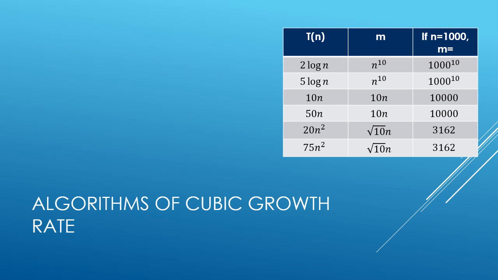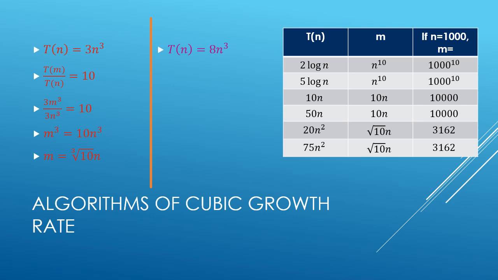Algorithms of cubic growth rate. My first algorithm has a running time of 3n square. Putting this value in the speedup equation, I come to this equation. m cube is 10 into n cube, which can be simplified to m is the cubic root of 10 times n. Again, the cubic root is on 10 only.